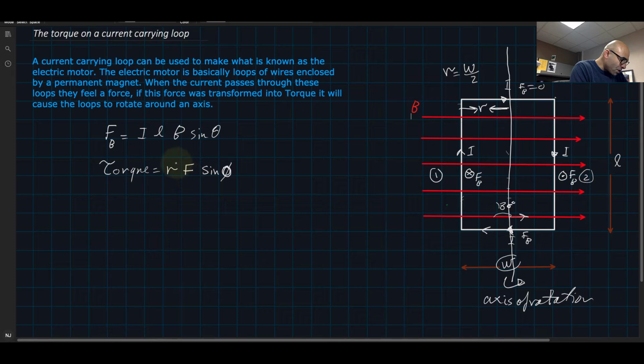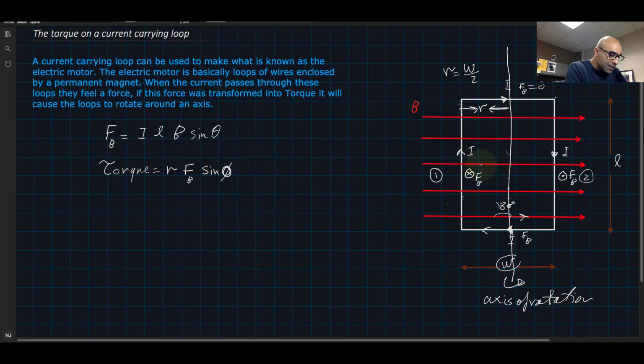F is the force coming from the magnetic field, so I'm going to call that FB. If it's on the left, I'm going to call it FB1. If it's on the right, I'm going to call it FB2. Okay. Phi is the angle between the action of the force and R.